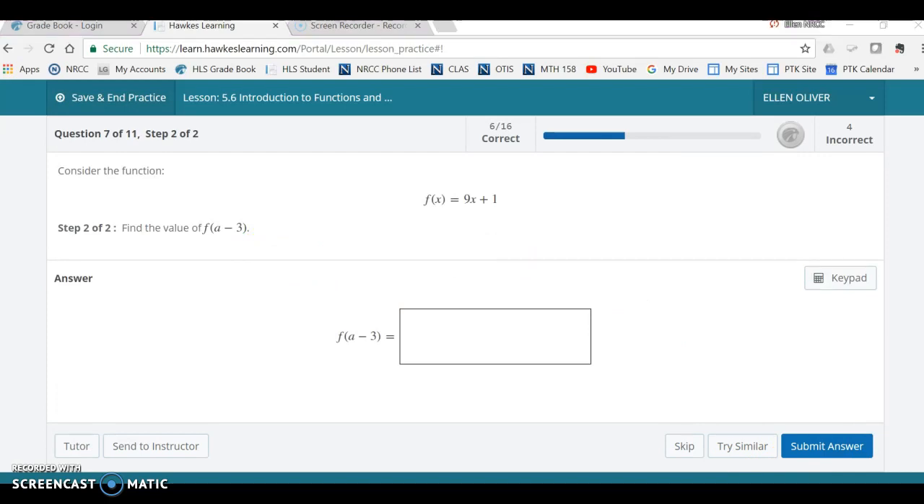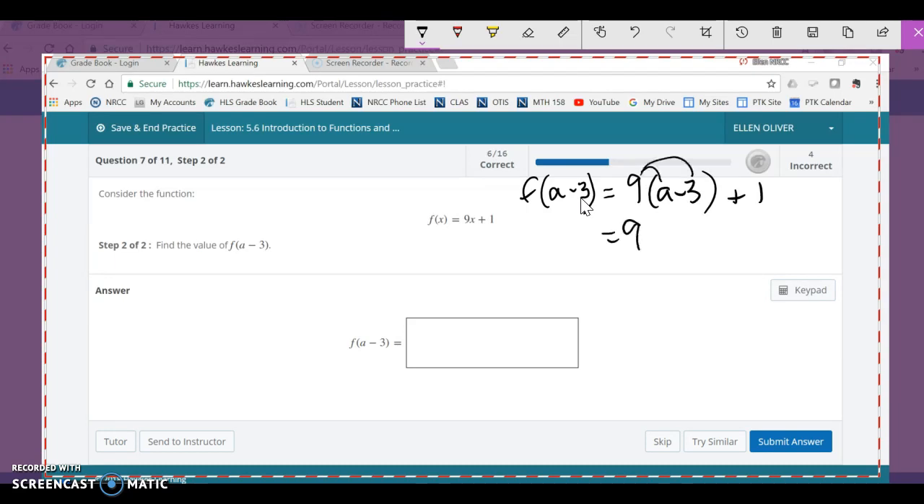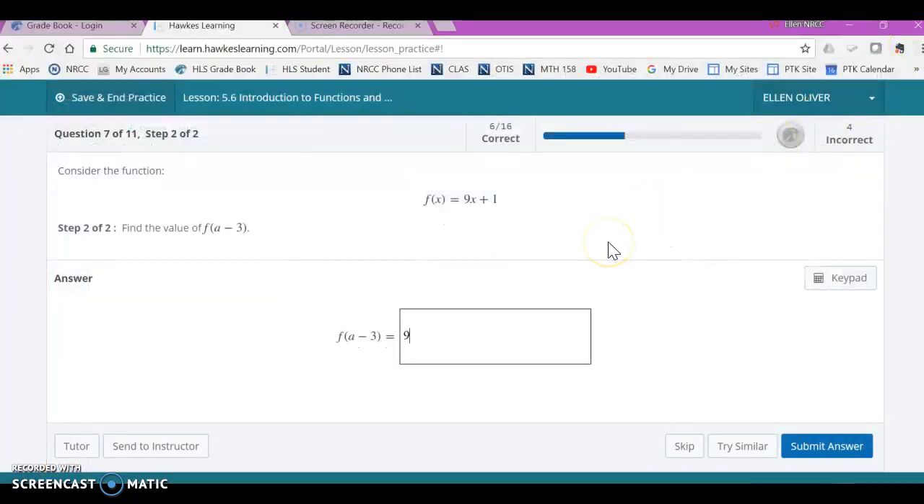Here's the one I wanted to show you. f of a minus 3. So I'm just going to plug in a minus 3 for x, and then I have to simplify it. I didn't have to simplify it when it was just an a. So I have to distribute my 9 across my a minus 3. So that's 9a minus 27 plus 1. Well, there's no like terms to combine with the 9a, so that stays. But I have minus 27 plus 1, and I can combine that to be minus 26. 9a minus 26.